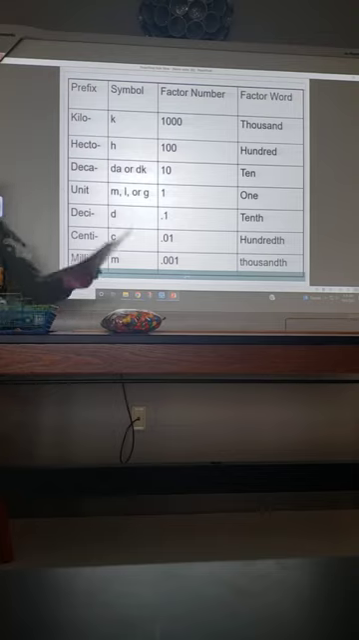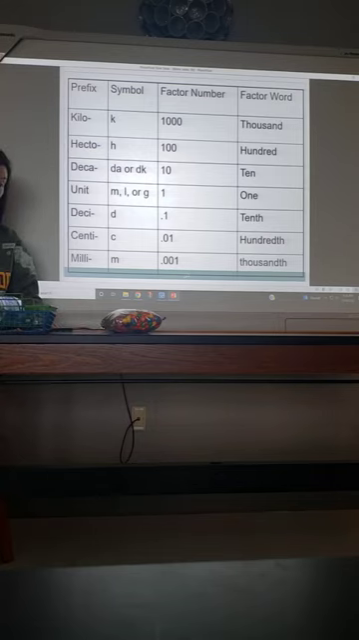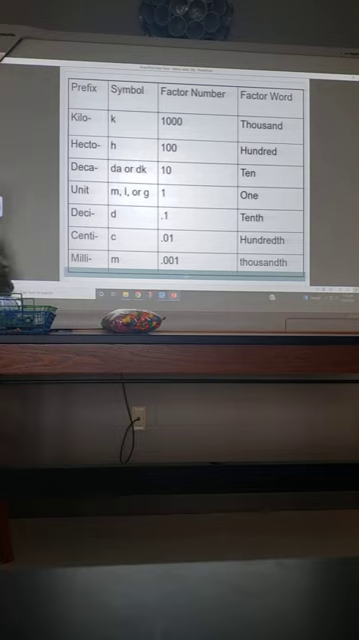I have some notes in case, because sometimes I forget my little reminders. Don't want to skip anything. Let's go to... and then we talked about the deca being like the decade, right? And then for the deci, again, it sounds kind of like decimal.